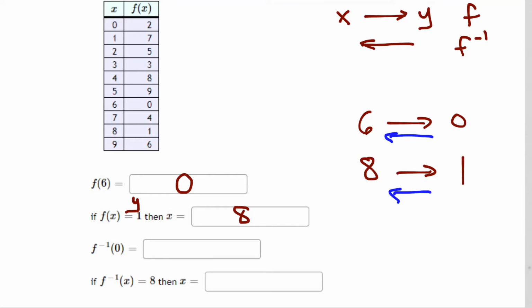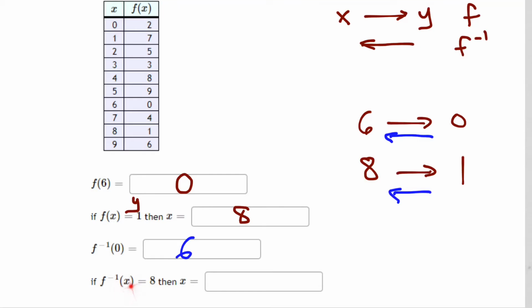So now let's look down here. Now I'm dealing with the function f inverse. And so I'm saying the input now is 0. So remember, I'm going this way now. If the input is 0, then the output is 6. So f inverse of 0 has to be 6. 0 is mapped to 6.